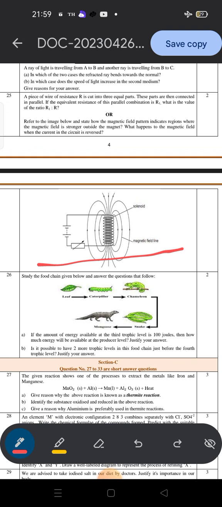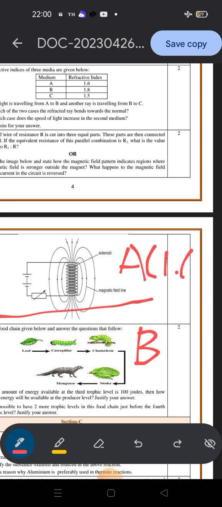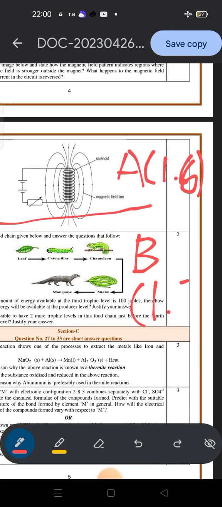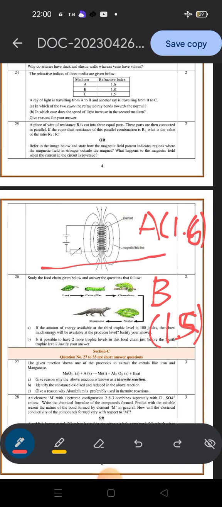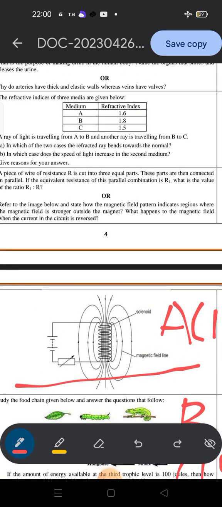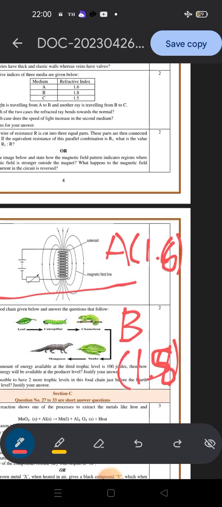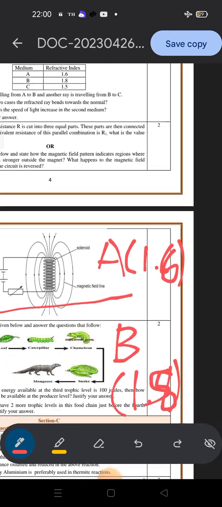Let's say there is medium A here and medium B here. The refractive index of medium A is given as 1.6, whereas the refractive index of medium B is 1.8. I'm sorry, please note that the refractive index of medium B is 1.8, not 1.5. The refractive index of medium C is 1.5. Anyway, we're talking about medium B, and its refractive index, as can be seen from the table, is 1.8.